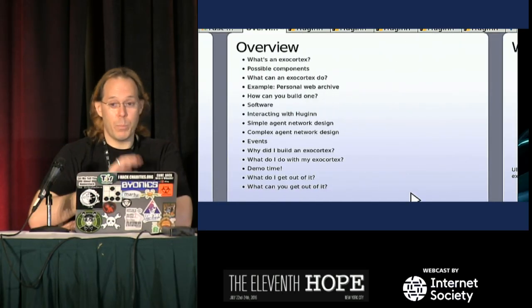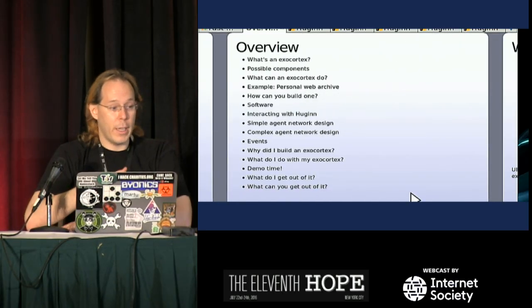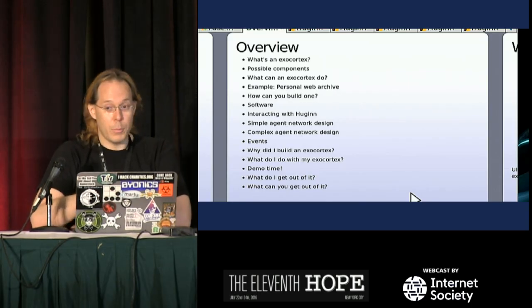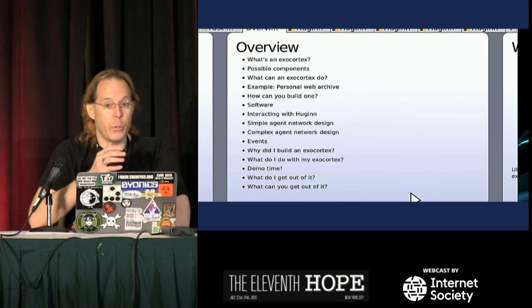So, brief overview of my talk. I'm going to talk about what an exocortex is, some possible components of one, and what they can do. I'm also going to go into one of the applications I built into my own exocortex that I use fairly heavily, which is a personal web archive. I'm going to describe how you can build one, the software you can use to build one, and how to interact with the framework used to build an exocortex.